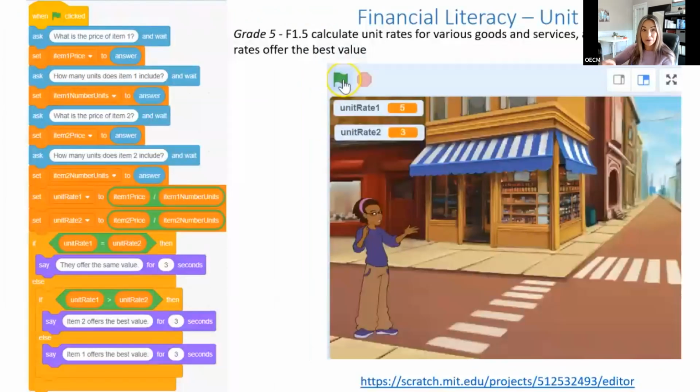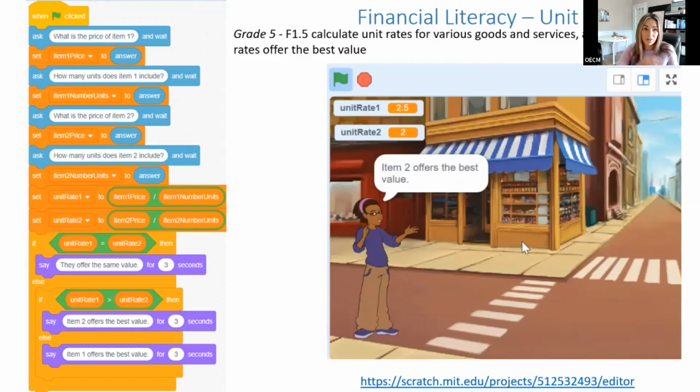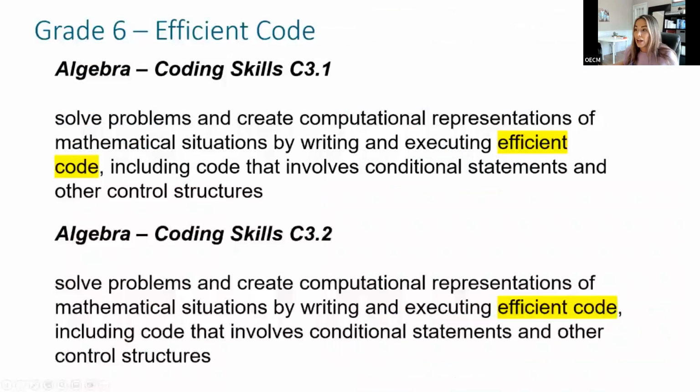Financial literacy. I know this is really small on your screen, but you'll have access to all of these links. I just want you to be aware of the possibilities. So it looks like a lot of code, but all I'm doing is asking for the price of the first item and the price of the second item, and how many you get for each one. Then it calculates the unit rates, which we do have to do in grade 5, calculate the unit rates for various goods and services, and then identify which is the best value. So it does tell you with a conditional statement: if unit rate 1 is greater than unit rate 2, then item 2 is the better value. So it actually gives them that information.